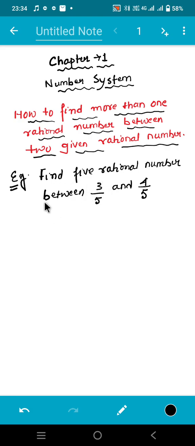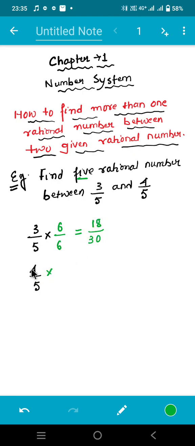Very easy, students. When you see the given rational numbers having the same denominator, the first step is to multiply both the numerator and the denominator with some number. So what is that number? In the question, five rational numbers are given, so you multiply with 6. If four rational numbers are given, you multiply by 5. If 7 rational numbers are given, you multiply by 8. Understood? Very simple logic. So 3 sixes are 18 and 5 sixes are 30.